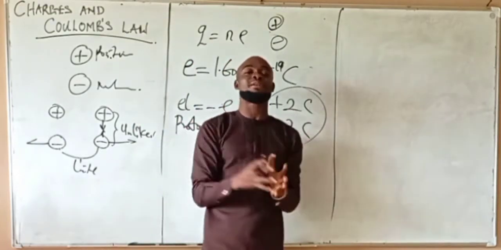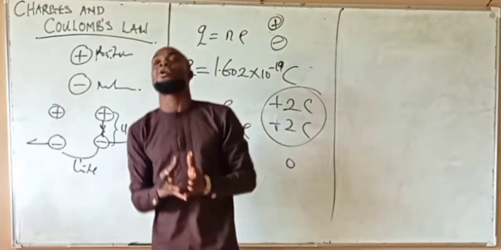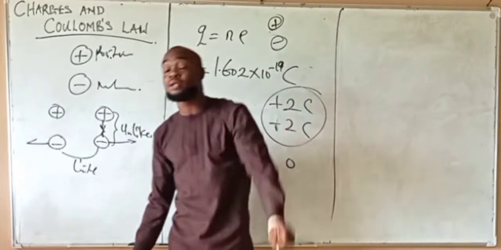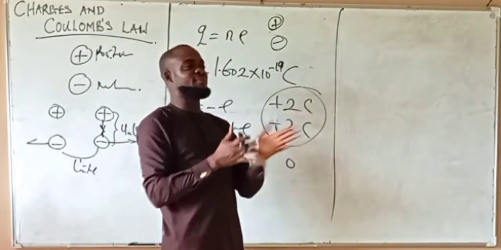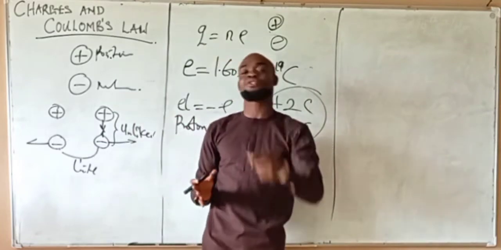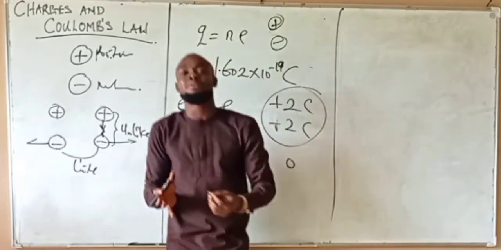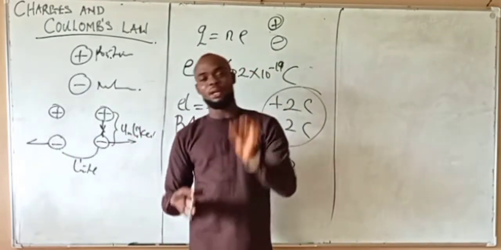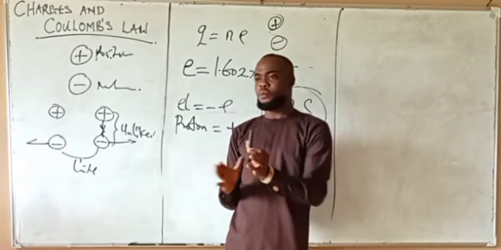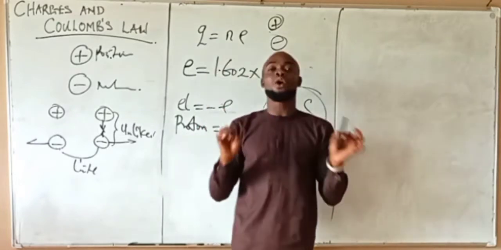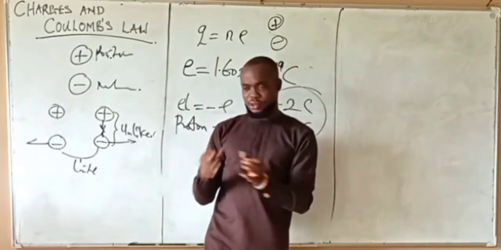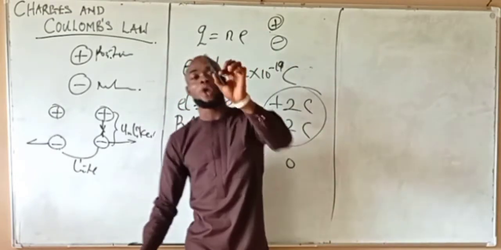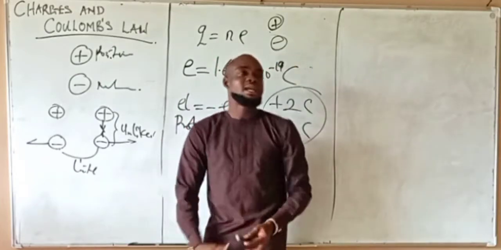Now, mainly, charging a body by friction is the act of rubbing two dissimilar neutral bodies. Take note of that. It is the act of rubbing vigorously two dissimilar neutral bodies, so that at the end of the day both of them will be left with unbalanced charge. Charging a body by friction is the process in which two bodies are rubbed together vigorously, so that at the end of the day both of them will have what? Unbalanced charge. An example is when you rub a plastic comb with your hair.